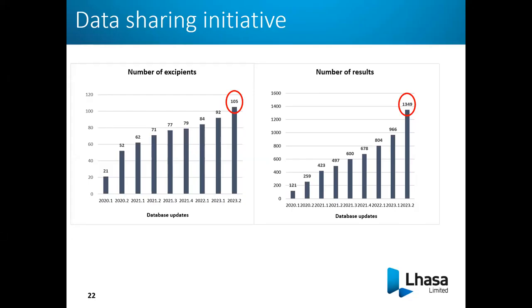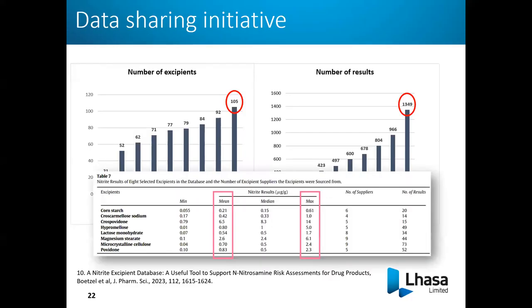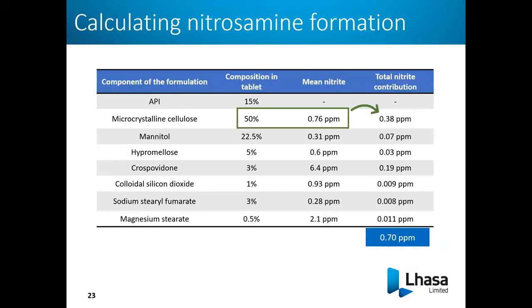The sharing of this data means that mean and max values for nitrite levels of commonly used excipients can be calculated, and there's been a recent publication on this in J Pharm Sci by Boetzel et al. How can this type of knowledge and data be utilised? How is this useful for us?